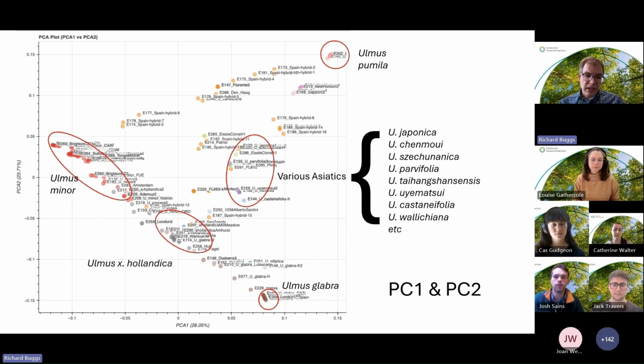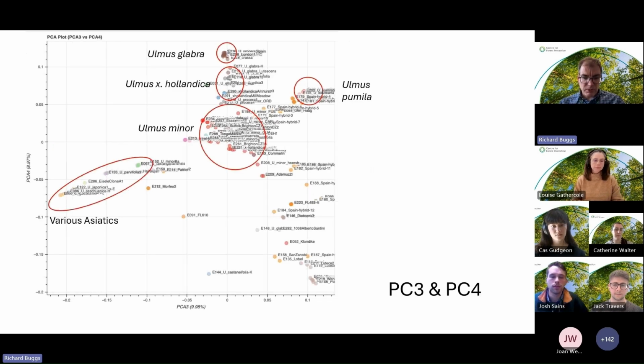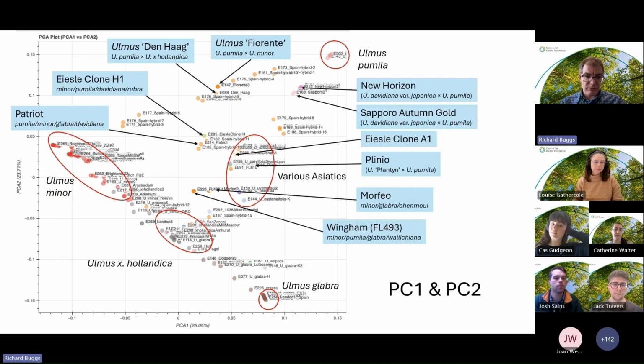You can also see various Asiatic species are clustered in the middle. Now, that's not because their variation is intermediate between these, and we can see that when we look at principal coordinates 3 and 4, those pull out the Asiatic species. So the Asiatic species are quite different. It's just that because there are not many of them in the main PC1 and PC2, they're not coming out as very different.